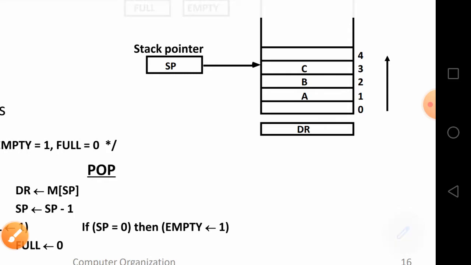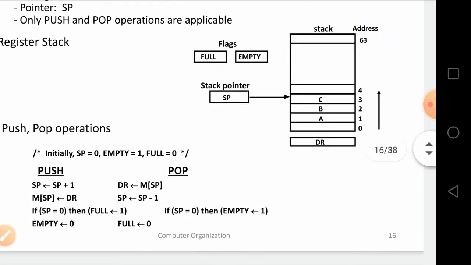When you are popping the data, it checks the other flag, that is, empty. So if the stack is empty, the empty flag becomes 1 and the full flag becomes 0.